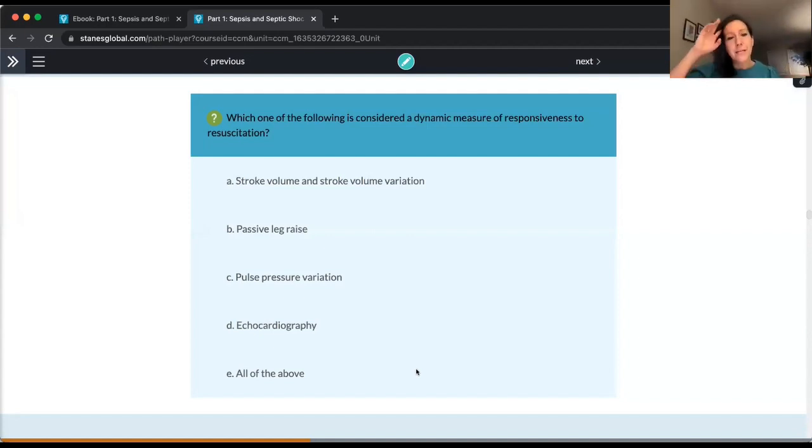Redia, do you mind reading this next question and taking us through? Not at all. Thank you. Which one of the following is considered a dynamic measure of responsiveness to resuscitation? A, stroke volume and stroke volume variation. B, passive leg raise. C, pulse pressure variation. D, echocardiography. And E, all of the above. So you can respond in the chat box.